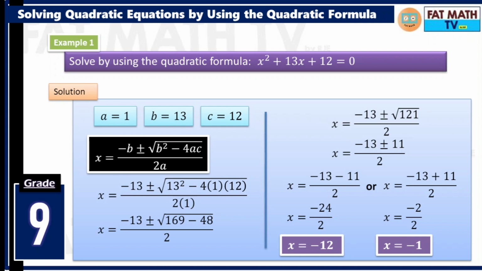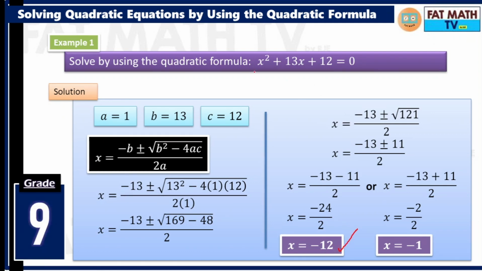If you want to check if your answer is correct, you can just replace these values in x here, and then check if you will have a true mathematical statement. For example, negative 12. Negative 12 squared is 144 plus 13 times negative 12. That's going to be 156. And then that's going to be negative 12 now. So 144 minus 156, that's negative 12, plus 12 is 0. So this negative 12 is a correct answer.